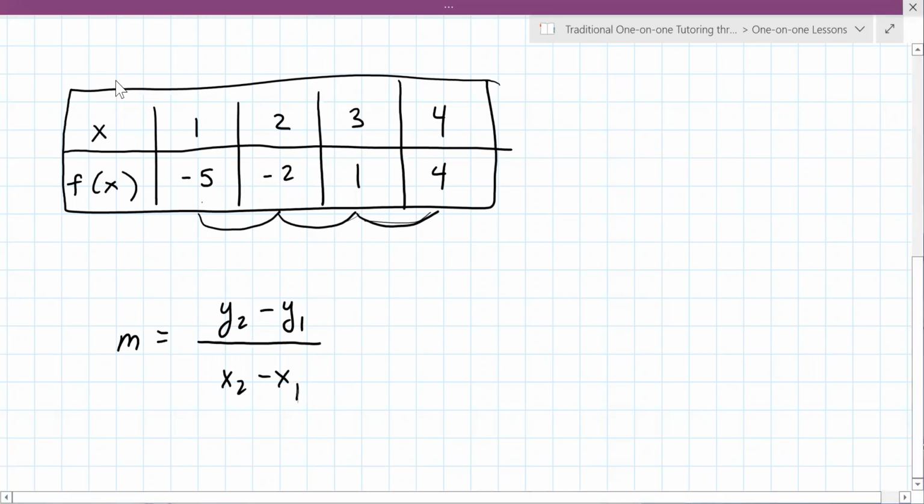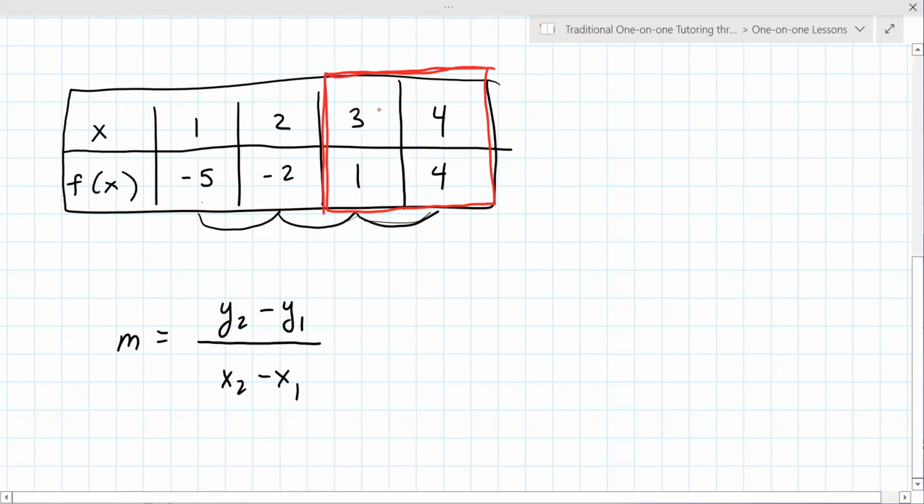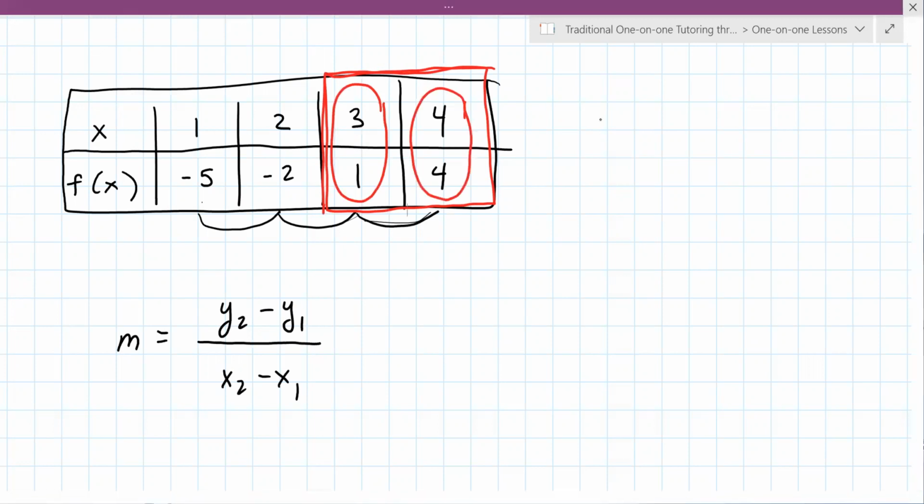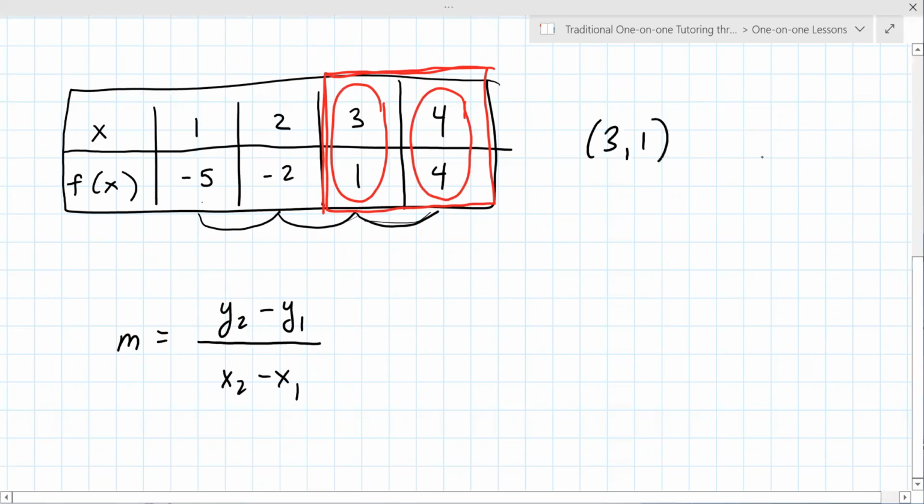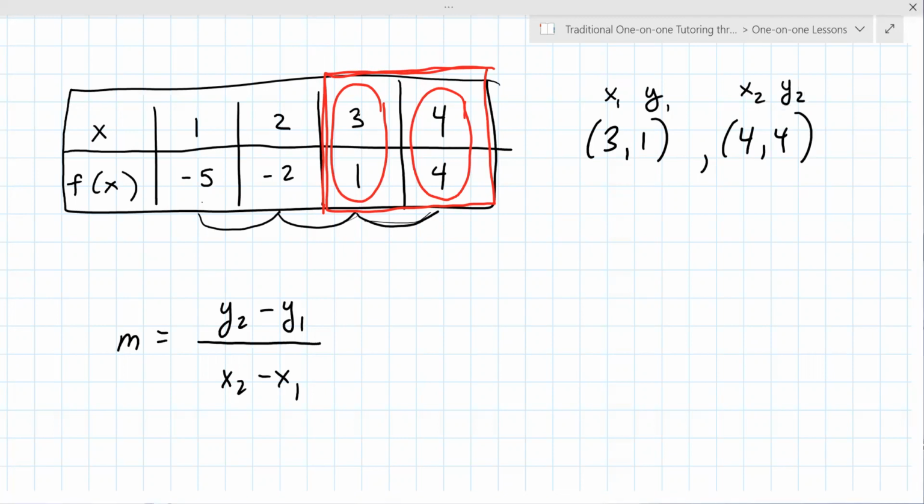Okay, now here's what we're going to do. We're going to choose these last two data values for our ordered pairs. This is our first ordered pair, and this is our second ordered pair. The first ordered pair is 3, 1, and the second is 4, 4. Do you see how I did that? The top number is X, the bottom number is Y. X1, Y1, X2, Y2. Is that okay? Yeah.